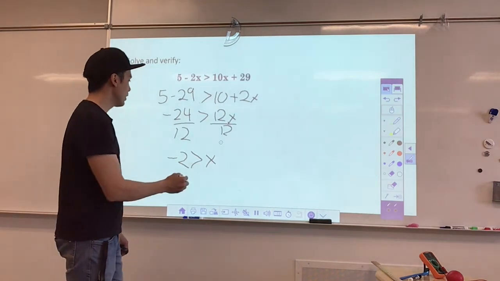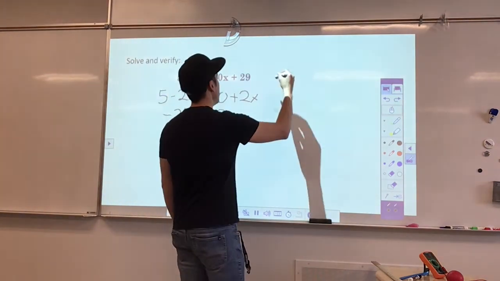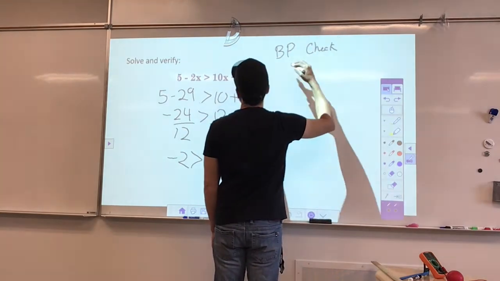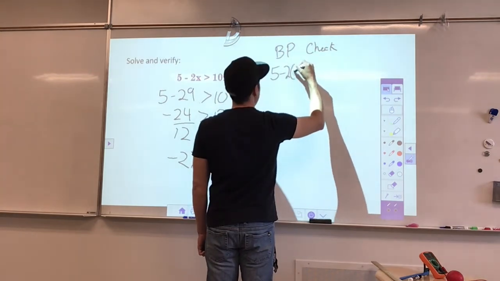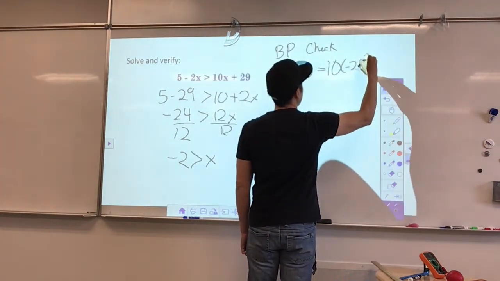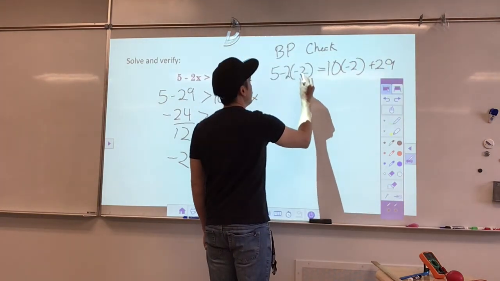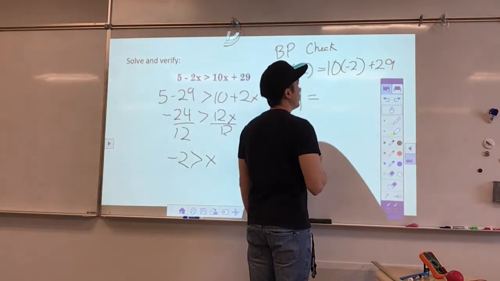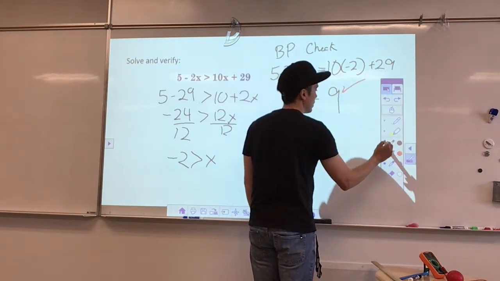So to verify again, I want to use this value and see if the left-hand side equals the right-hand side. So for my boundary point check, I'm going to go 5 minus 2 times -2. We're going to check if it's equal to 10 times -2 plus 29. -2 times -2 is 4. 5 plus 4 is 9. 10 times -2 is -20. Plus 29 is 9. The boundary point is looking great.